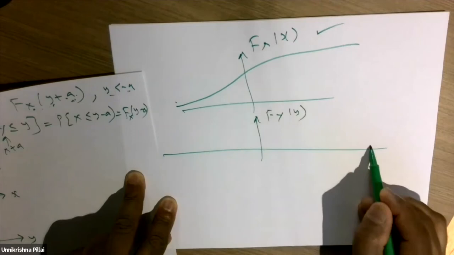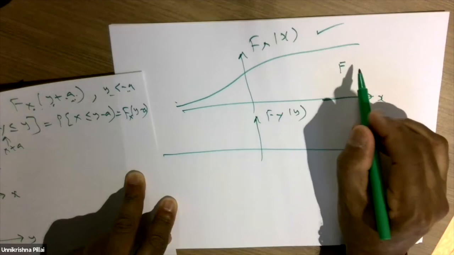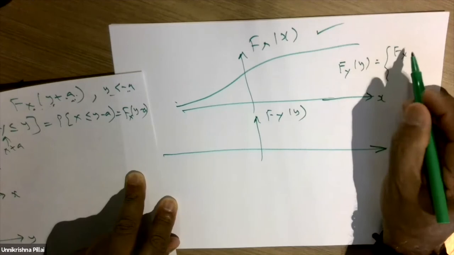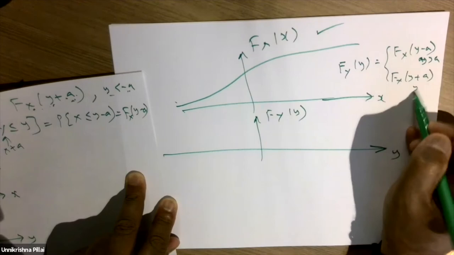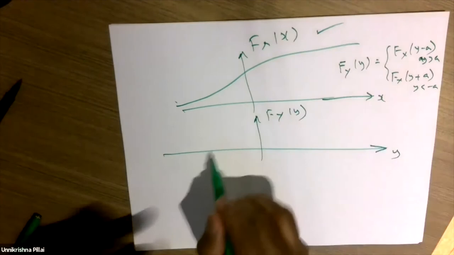And remember, I'll copy the expression here. F_Y(y) is F_X(y minus a) for y greater than a, and F_X(y plus a) for y less than minus a. So let's take the bottom portion. It is here, minus a, plus a.